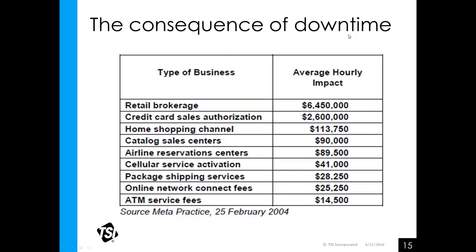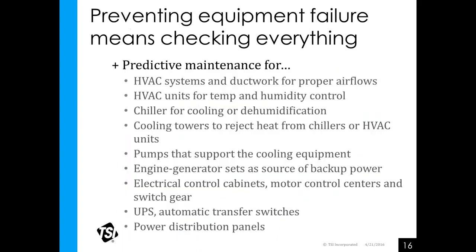Checking, adjusting, preventive maintenance, preventing equipment failure, that means checking everything. And here's why I say critical HVAC is not just getting the airflow, temp, and RH right. It requires predictive maintenance for the air handling units, the ductwork, the chiller for cooling or dehumidification, checking the towers, making sure that the reject heat from chillers or HVAC units is working properly. You've got to look at the pumps, got to look at the engine generator sets. All of this directly affects the proper operation of a critical HVAC system.